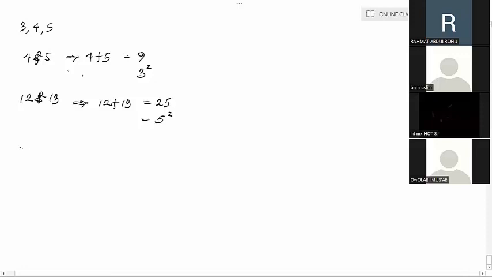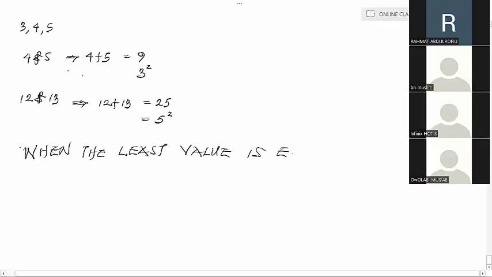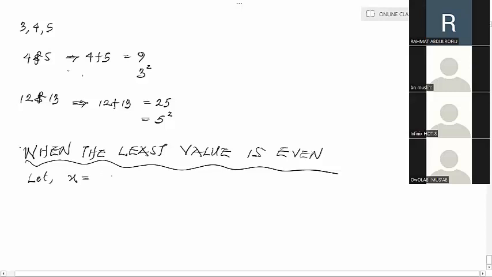The second category is when the least value is even. Let x equal the even number. What do we do?